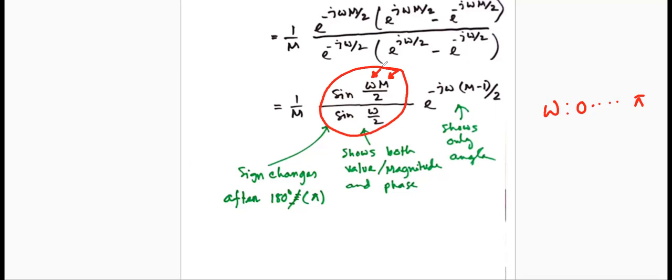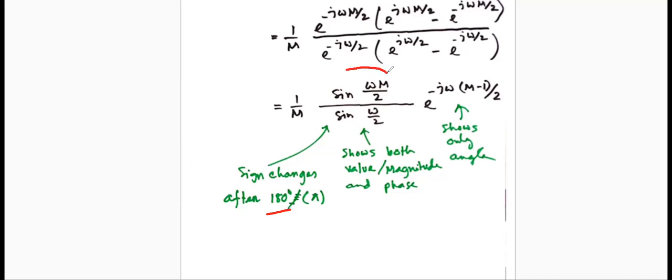On the other hand, what will happen? The sign of this signal, the sinusoidal signal, will change after 180 degrees. So after 180 degrees, that means after pi, it will also change the angle. So what is actually phase? It shows that it also shifts the angle after 180 degrees, which means it has an impact on the phase as well.